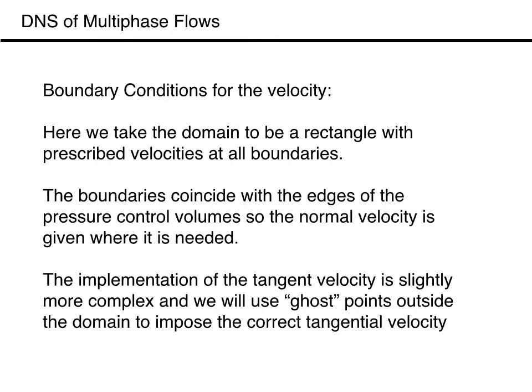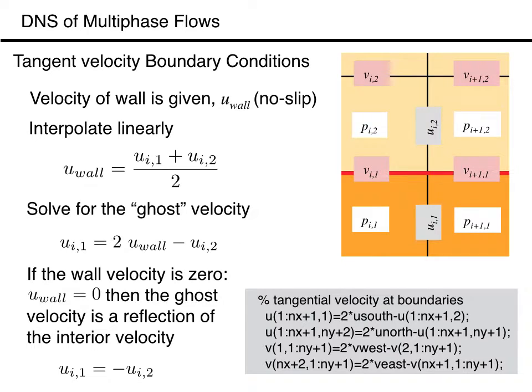The tangent boundary velocity is specified using the ghost points. When we use a staggered grid, the normal velocities are specified directly on the boundary. The tangent velocities are, however, not. To enforce the correct tangent boundary condition, we need to use the ghost points and set the tangent velocity at the ghost points to the correct value.